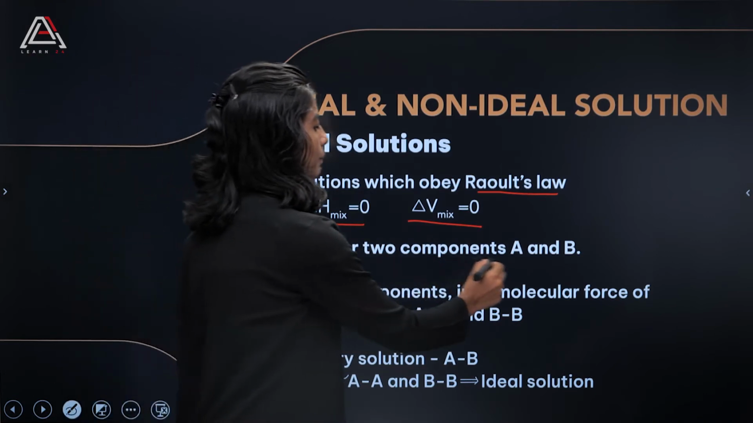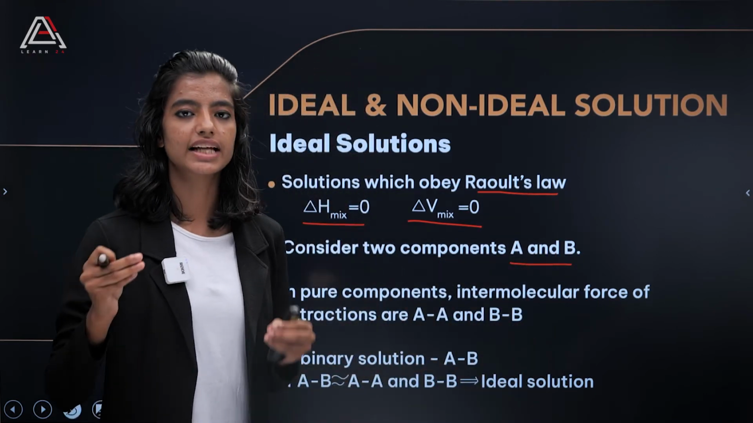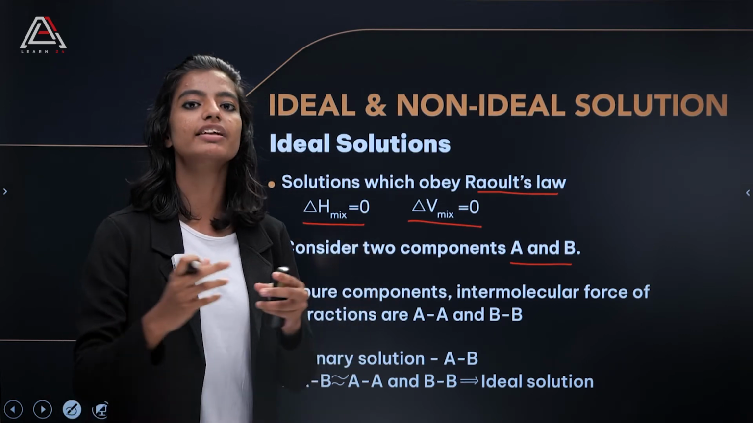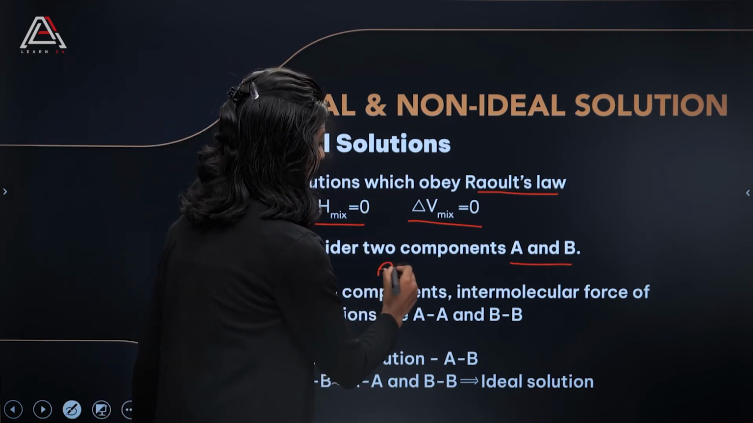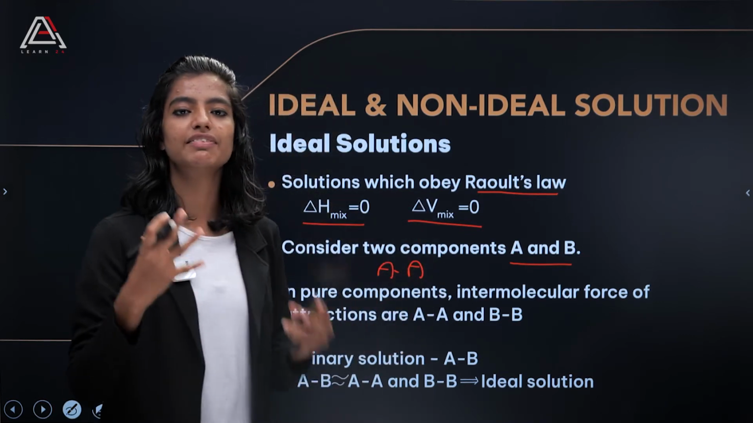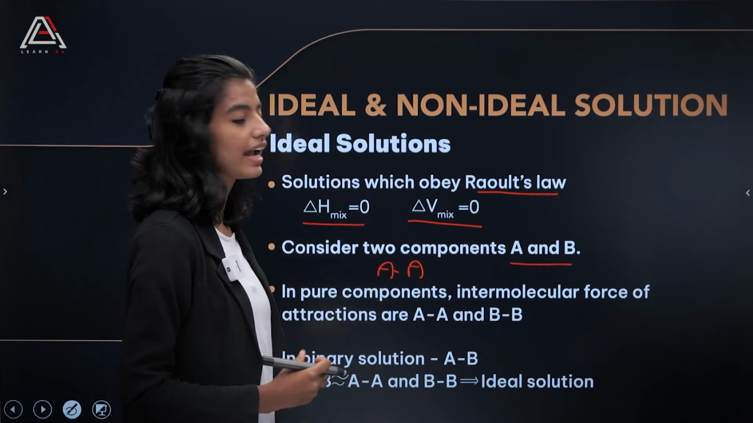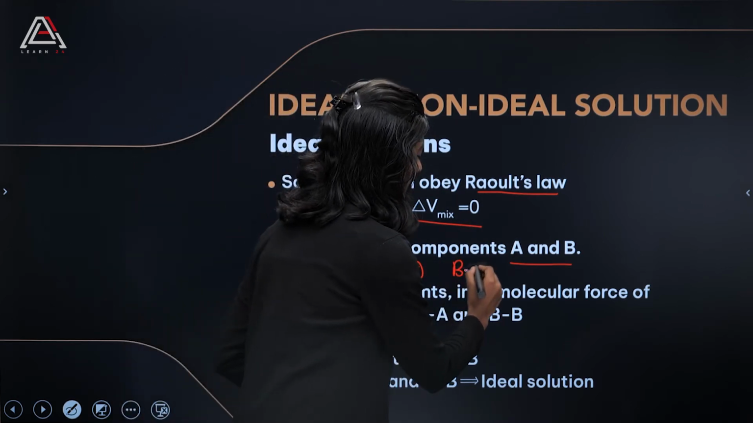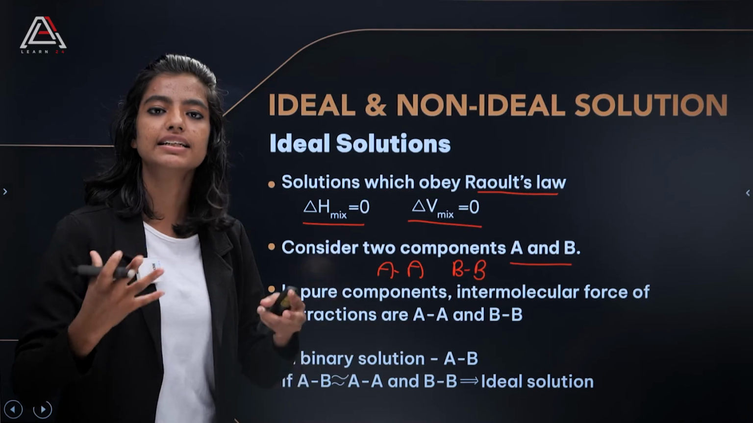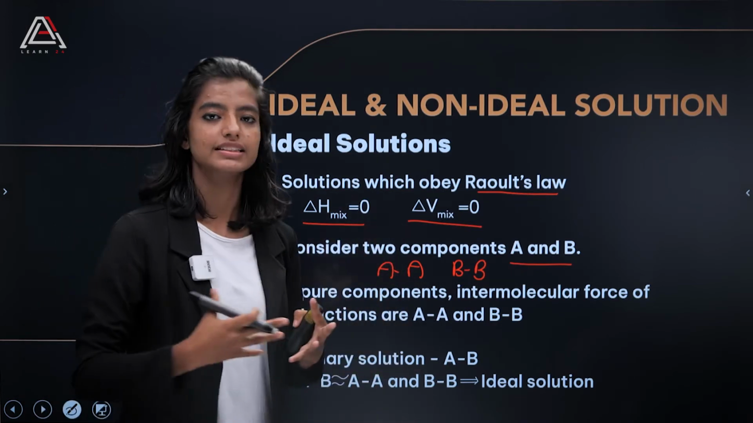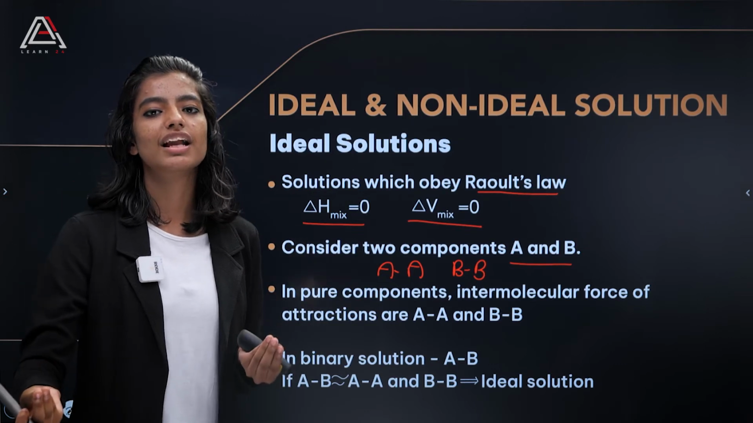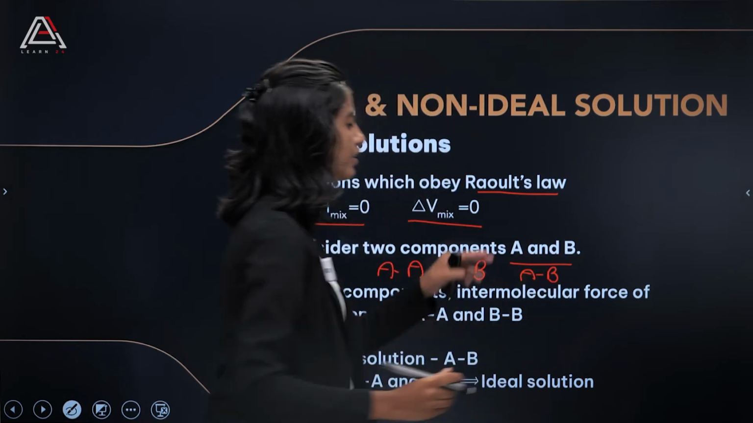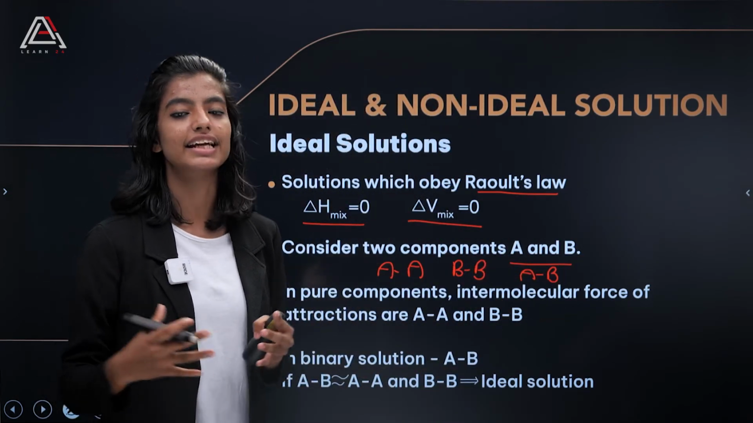Well, consider two components A and B. In A, the intermolecular force of attraction between the molecules is AA. And in B, the intermolecular force of attraction will be BB. In order to get a solution, I have to mix these two components, right? So, a new intermolecular force of attraction is created, that is called AB.